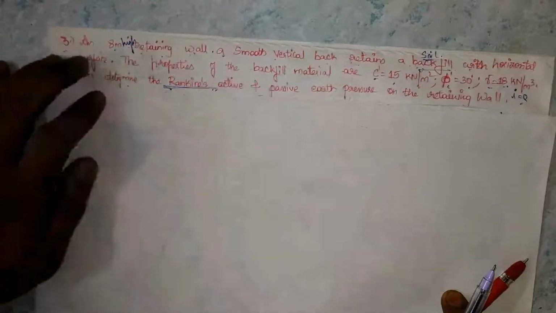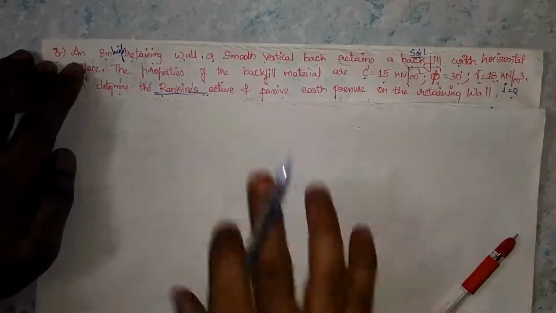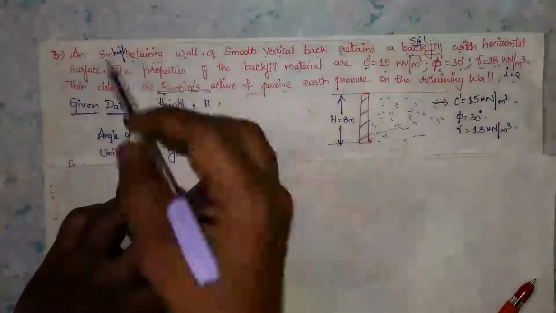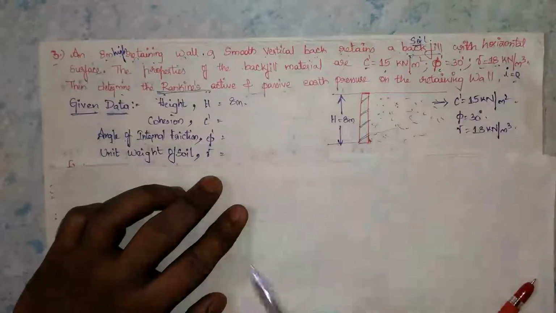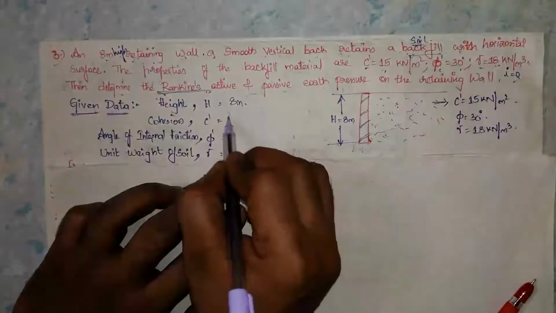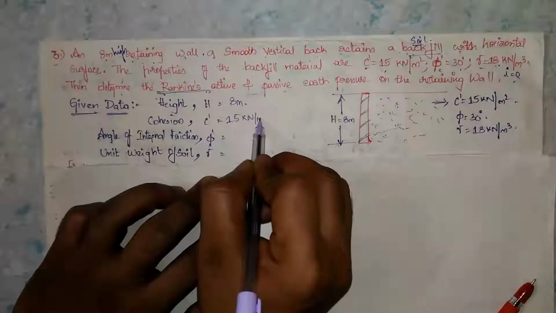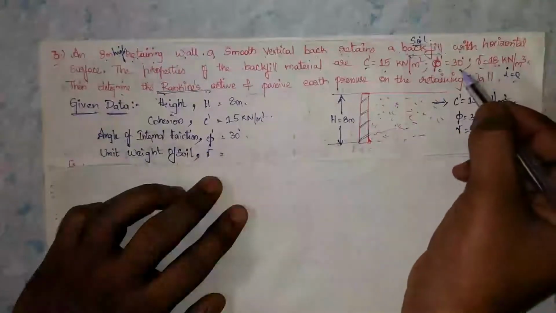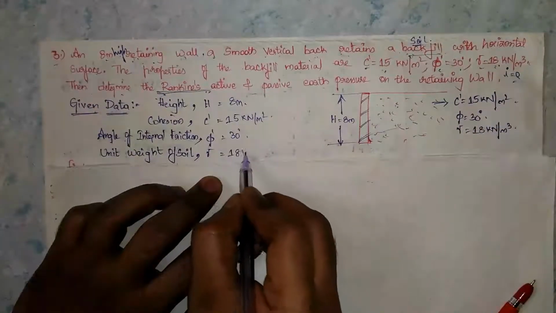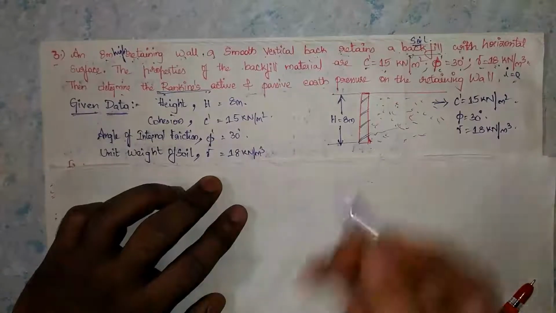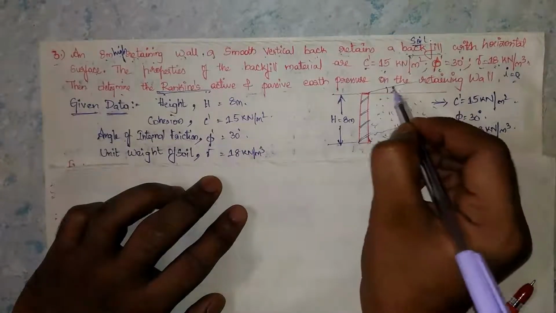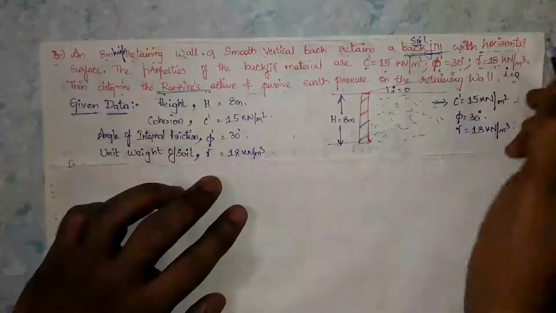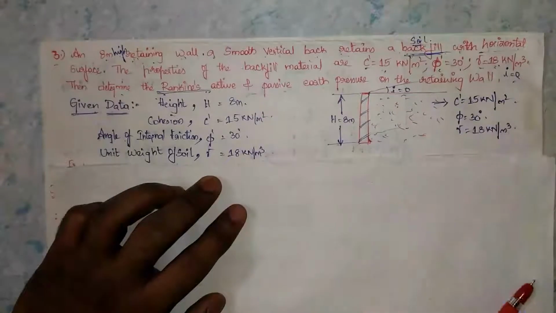So first of all, write the given parameters. I have written here. What are the given parameters? Height of the retaining wall is 8 meters, cohesive force value is 15 kilonewton per meter square, angle of internal friction is 30 degrees, and unit weight of soil is 18 kilonewton per meter cube. He does not mention i, so that's why he has mentioned the backfill soil is in a horizontal surface, i equals 0.